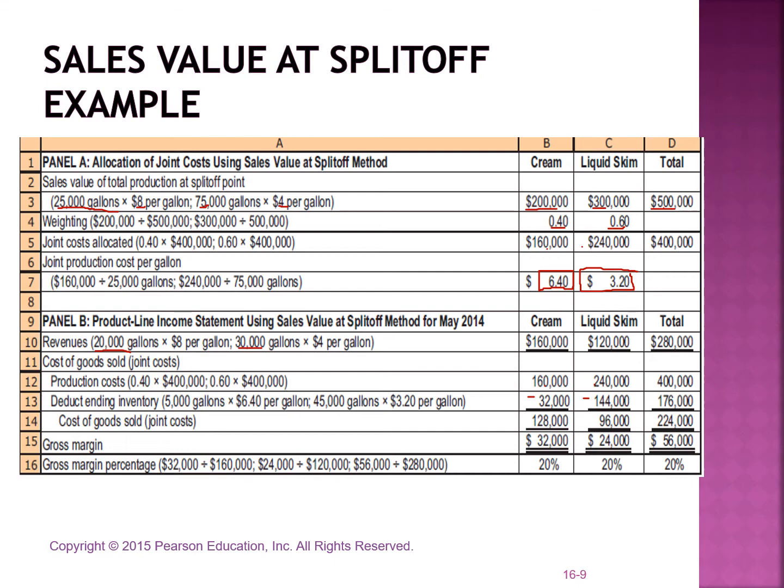128 and 96. The gross margin will be subtracting the 128 out of the 160 and the 96 out of the 120, so it is 32,000 and 24,000. What is the gross margin percentage? I will divide the 32 over the 160 and the 24 over the 120. So the gross margin here is 20% and here is 20%.